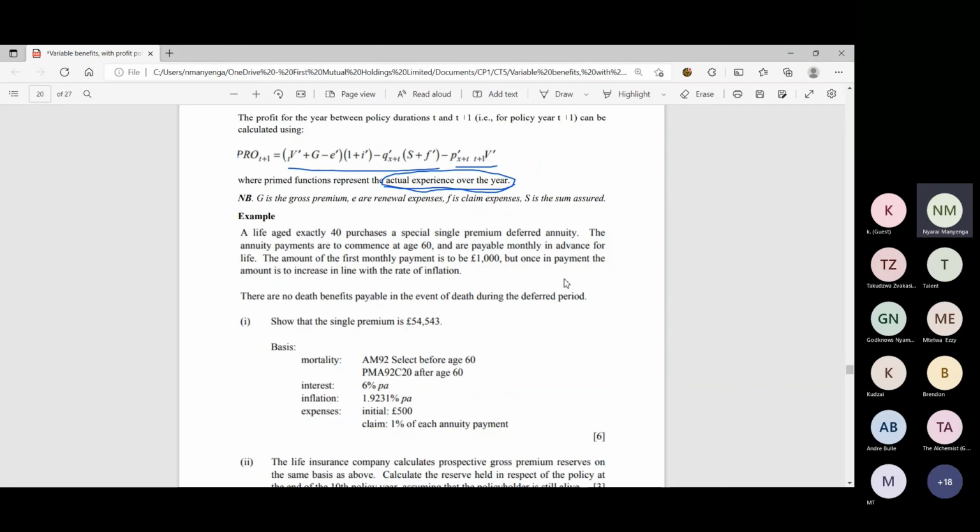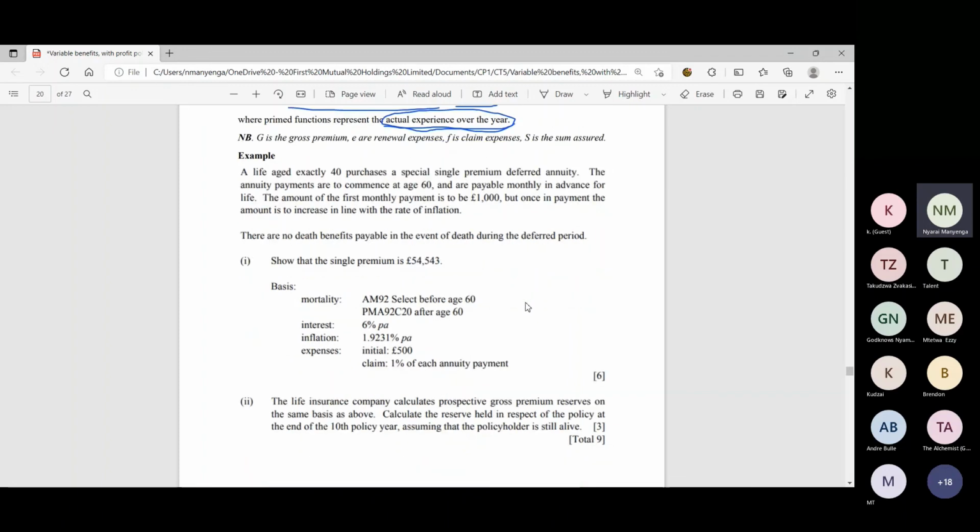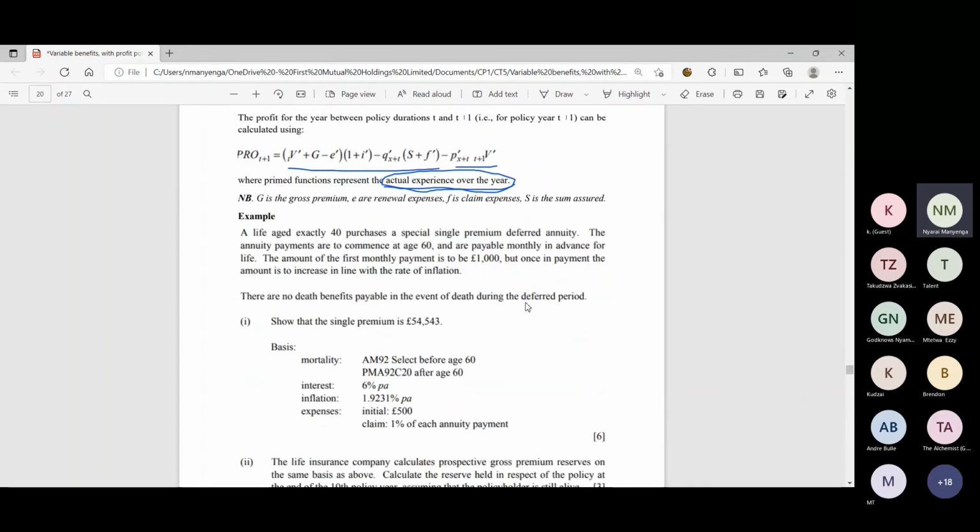And basis, we assume AM92 select before age 60 and PAM92C20 after age 60. Then the interest is 6% per annum, inflation 1.923% per annum. Then the initial expenses are 500 pounds, and the claim is 1% of each annuity payment. I think we've done quite a number of questions on this in terms of calculating the single premium. So I will allow people to attempt this. First part, I'll give you about 7 minutes, then we can discuss the solution.